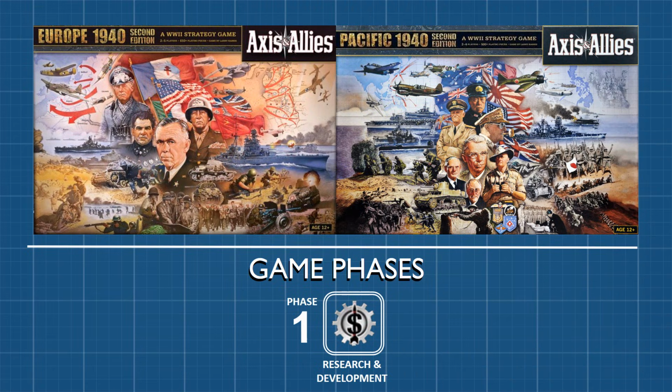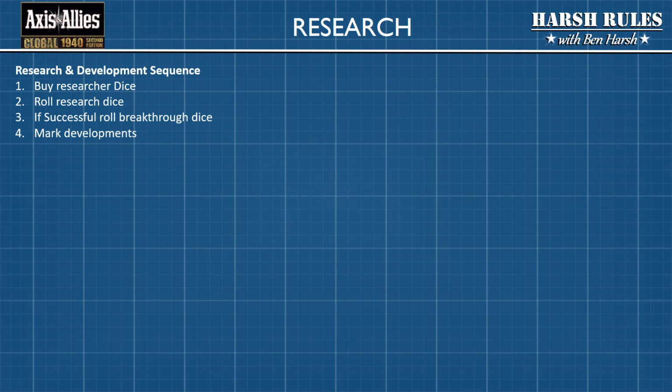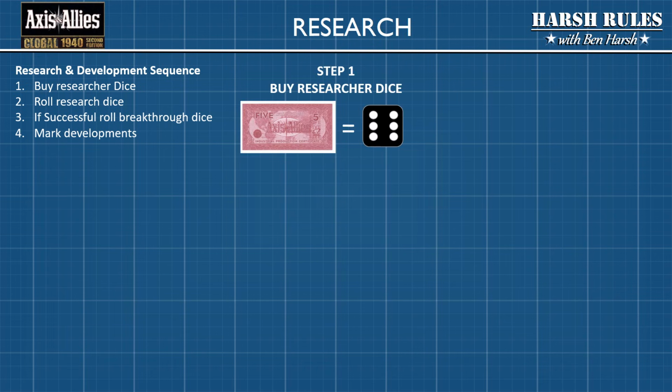In the first phase of a player's turn, it's time to conduct research and development. Research and development can be completed in up to 4 steps. In the first step, players purchase researcher dice for 5 IPCs each. In Step 2, the player rolls each of the research dice that they've purchased.